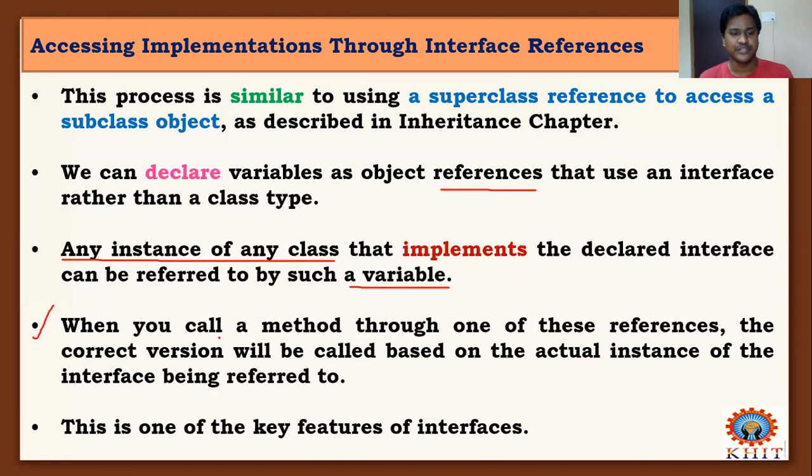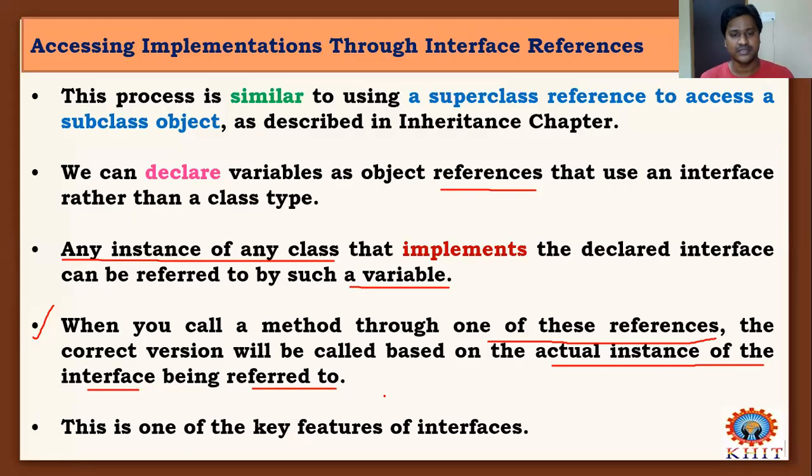Next point, remember this one. When you call a method through one of these references, the correct version will be called based on the actual instance of the interface being referred to. So here is the point to be understood. When we call a method through one of these references of an interface, the correct version will be called based on the actual instance being referred to.